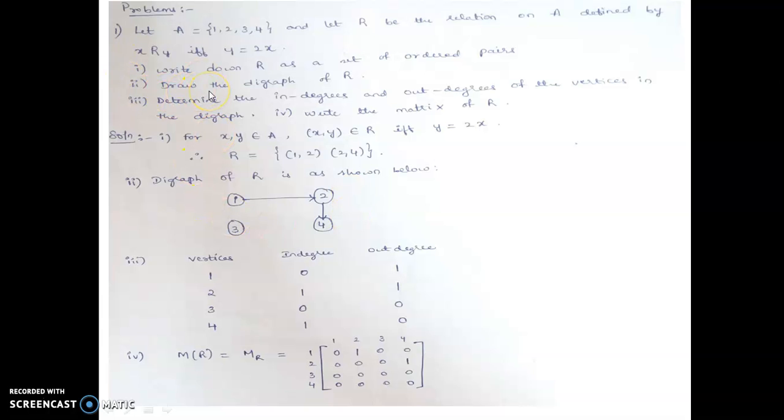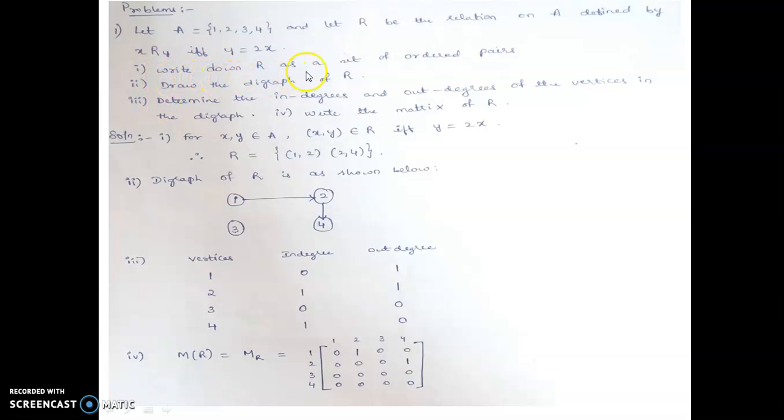And with this, some of the relation concepts will be cleared. Here our set A consists of 4 elements, and let R be the relation on set A defined by x R y if y is equal to 2x. So this is our expression, and first we'll have to form a relation. So how to form a relation?